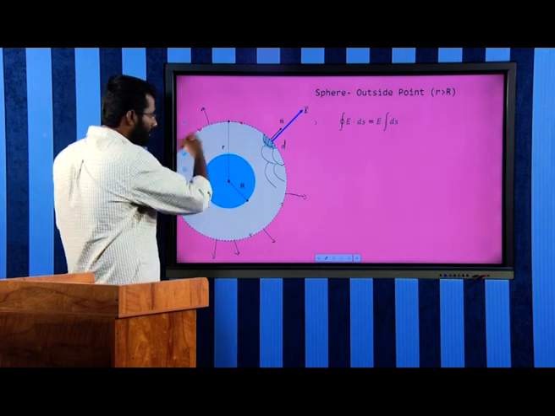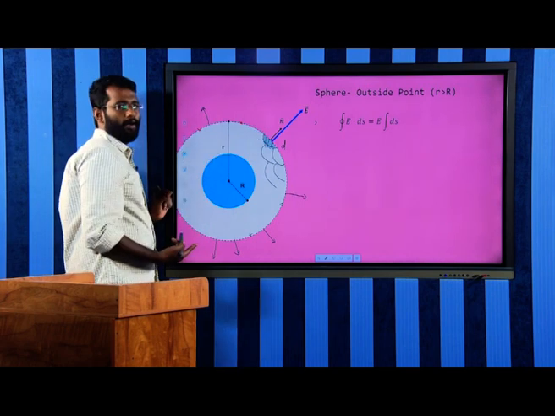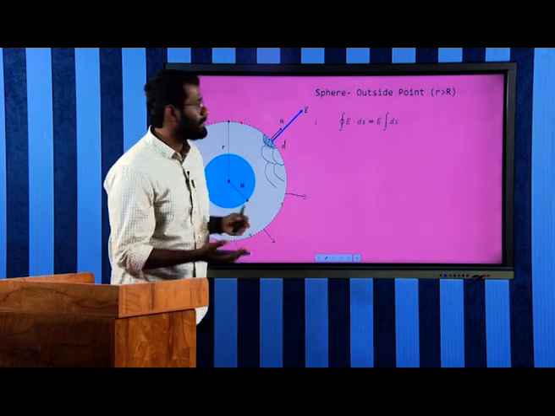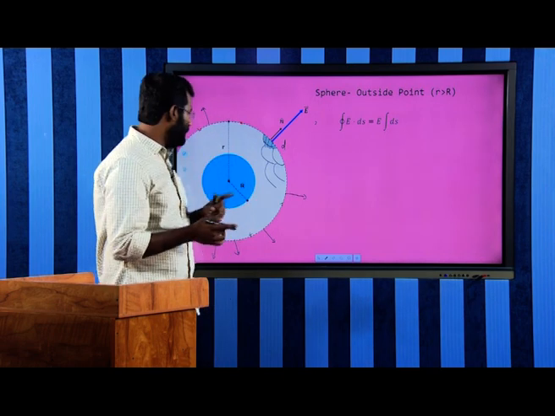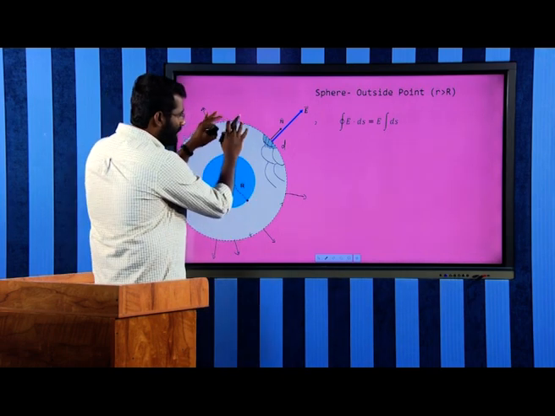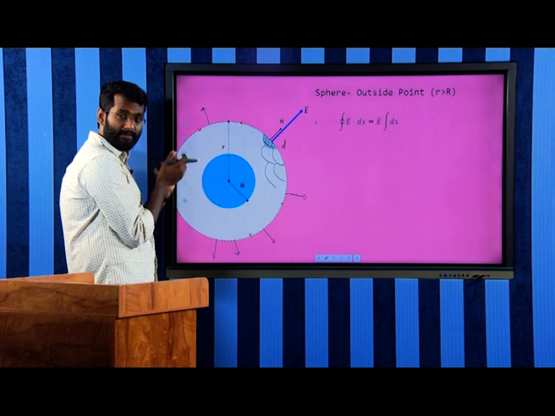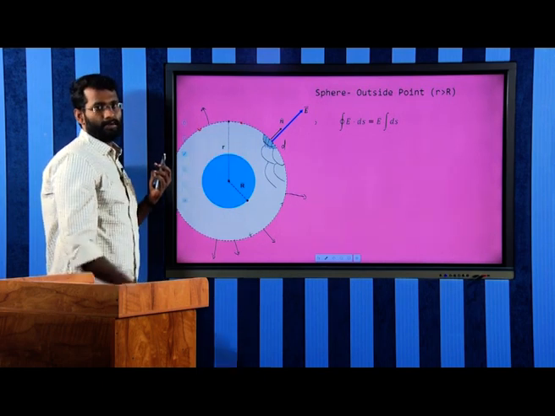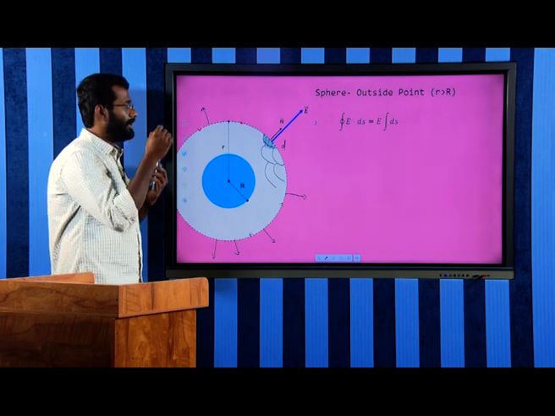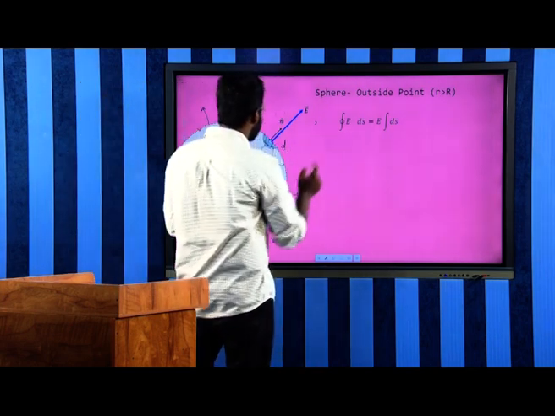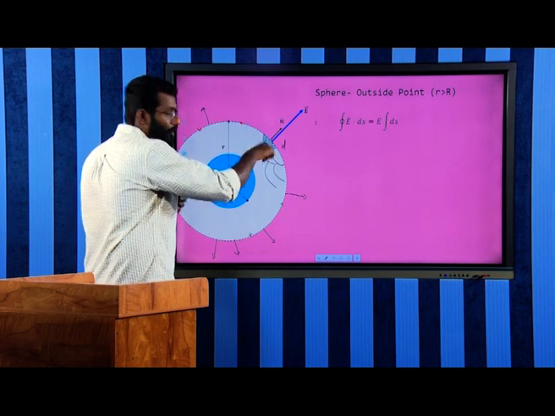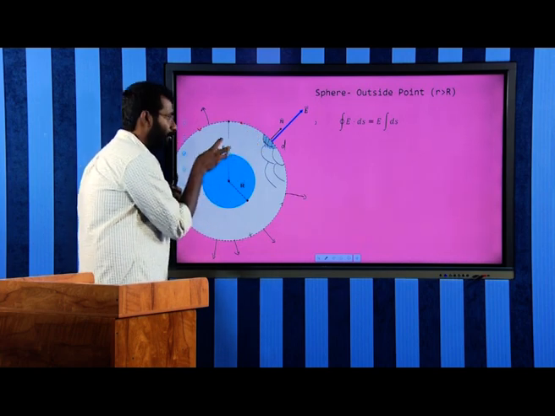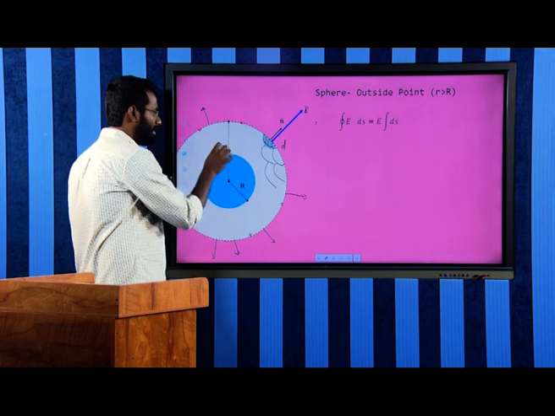So, when we sum it all up, what do we get? We get the total surface area of a sphere. Which sphere? Again you see that we are considering the larger sphere. When we are calculating the flux, we are considering the larger sphere, that means the Gaussian surface. So, this ds is from the Gaussian surface, not from the solid sphere inside, not from the charged sphere. We are considering the larger sphere.